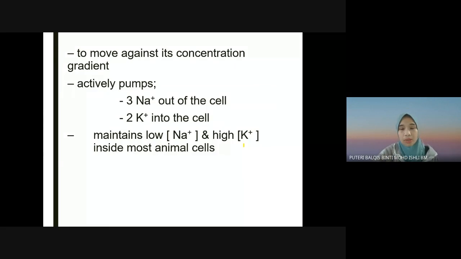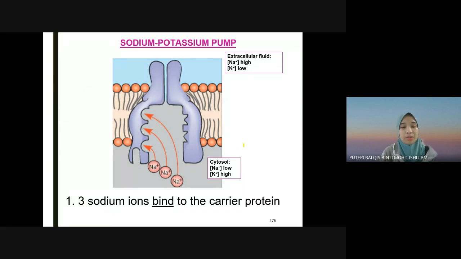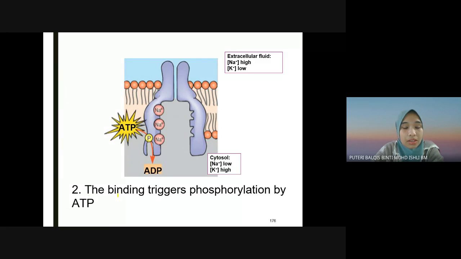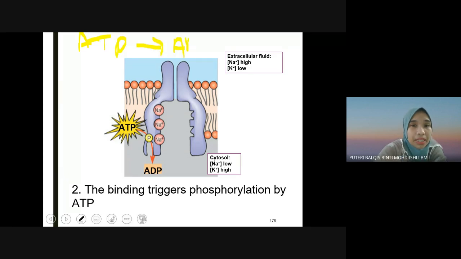Okay, so how it works? First, 3 sodium ion bind. Sebab kita guna bind lah sebab kita melibatkan carrier protein. So 3 sodium ion bind to carrier protein. After it bind, it will cause phosphorylation by ATP. Maksudnya ATP ni, adenosine triphosphate ni, dia akan buang satu fosfat menjadi ADP and phosphate. Phosphate tu dia bagi kepada carrier protein. Itu adalah phosphorylation. Phosphorylation tu maksudnya kita tambah fosfat.